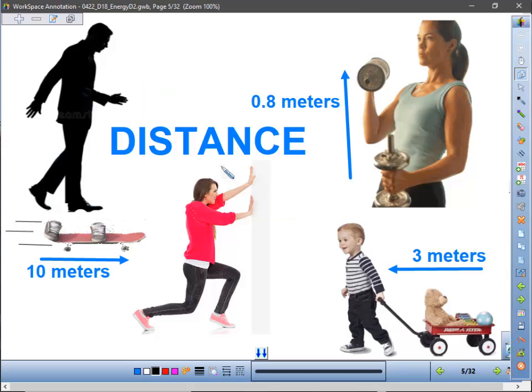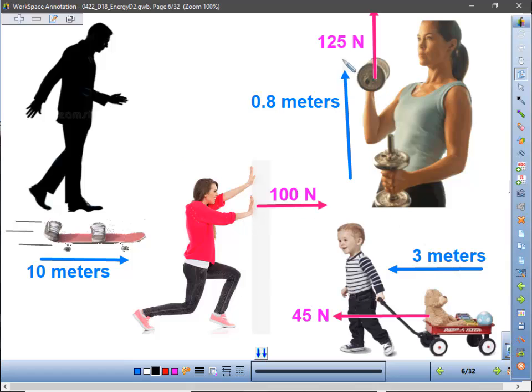The other thing you need is distance. You have to actually move something. To do work, you have to actually get something done, which means moving something. This gal is lifting the weights upwards by about 0.8 meters. This boy is pulling the cart forward by about 3 meters in this example. This skateboard is coasting forward 10 meters, so the skateboard is actually moving. This gal here, even though she's pushing on the wall, does not move. No distance. So what we need to do is put these together, force and distance in each example.